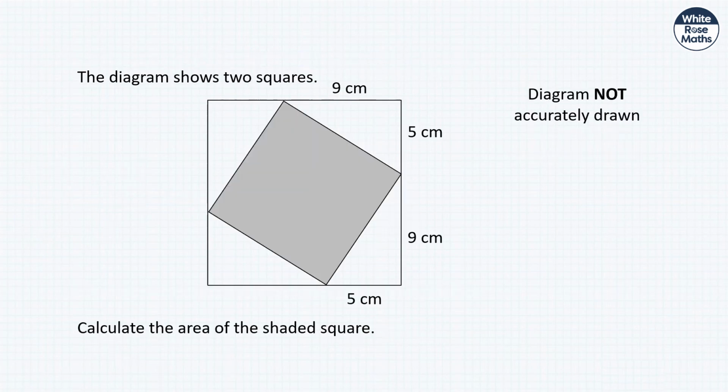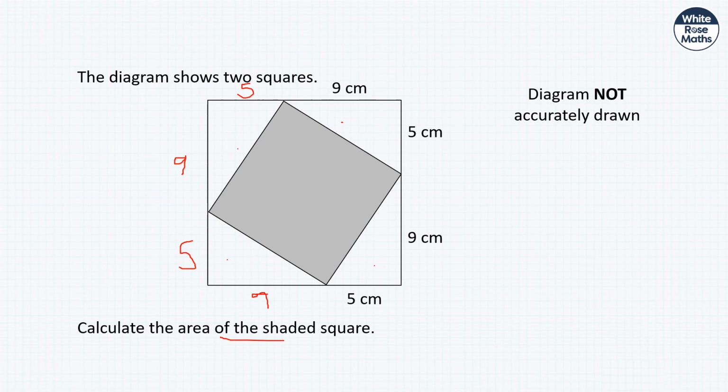Okay, this next one is a bit more tricky now. The diagram shows 2 squares. Calculate the area of the shaded square. So one way I can do it is I can work out the area of the 4 triangles, work out the area of the big square, and then do the area of the big square minus the area of the 4 triangles. So that would actually work. So here that'll be 9, that'll be 5, that'll be 9, and that'll be 5.